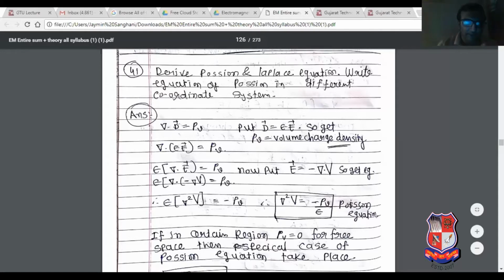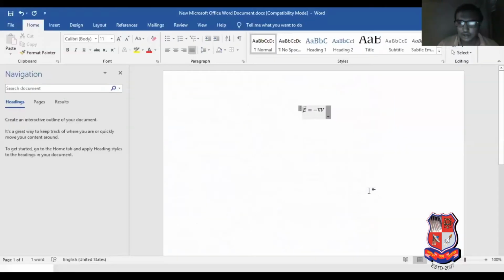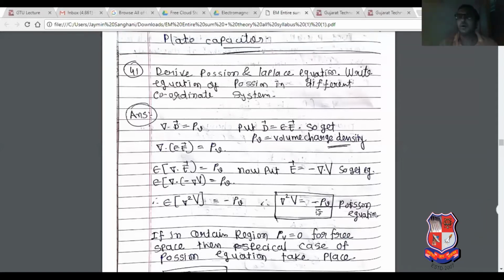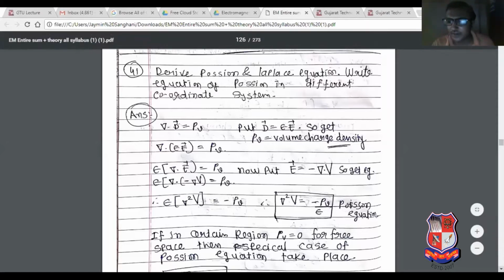So we can put this value. See this equation, E equal to minus del V. So put this value in this equation. So del square V equal to minus rho v upon epsilon. Epsilon, which is equal to, sorry, permittivity of the medium. Epsilon equal to permittivity of the medium. It tells how the electric field travels within the given material. It is measured by epsilon. So del square V equal to minus rho v divided by epsilon.